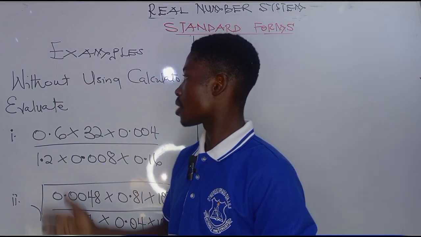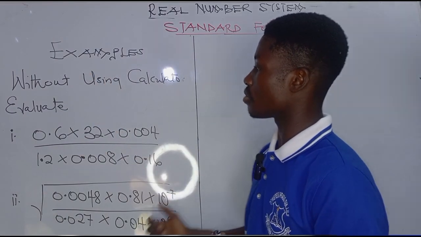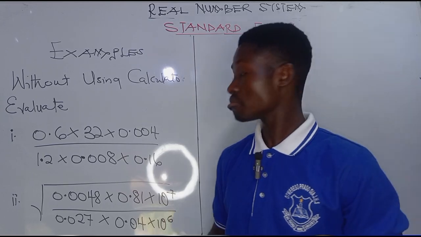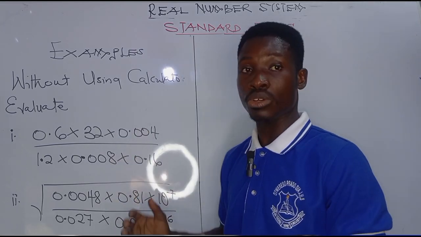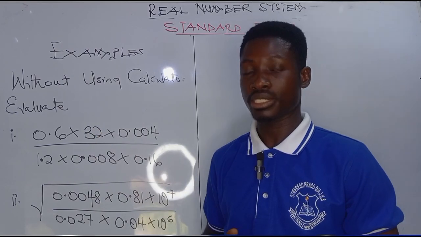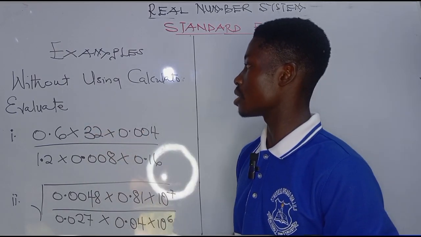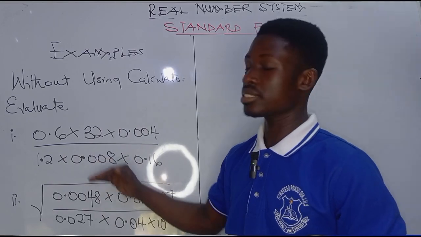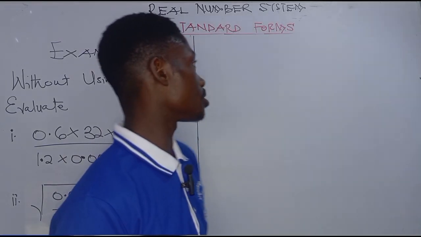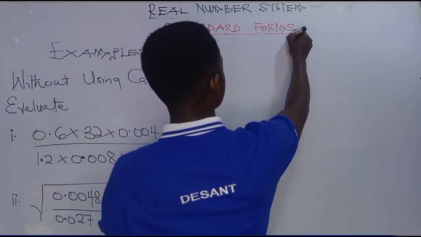So we have a question on the board which consists of the multiplication of standard forms and the division of standard forms. We are going to combine all these concepts that we have learned in solving these two questions. The question says, without using a calculator, we have to evaluate this and that. So let's see how it goes. So we have our solution.